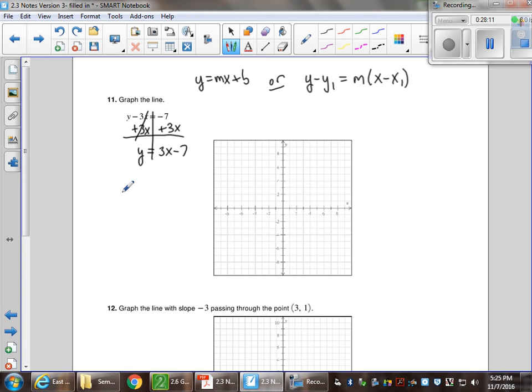I am now ready to graph. My slope is 3. Y-intercept is negative 7. Okay, on your own, click pause. Please try to graph.